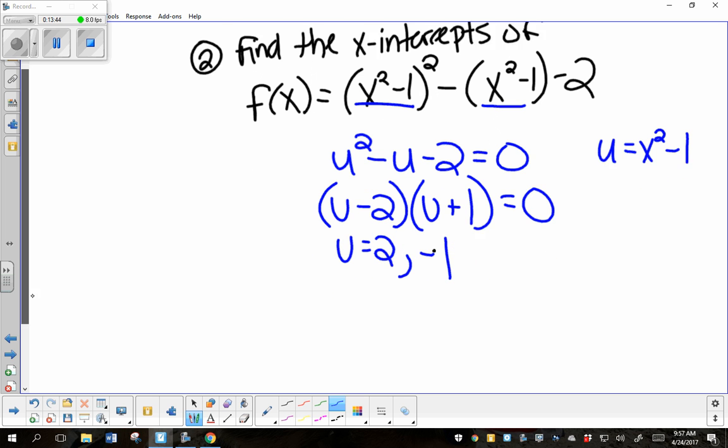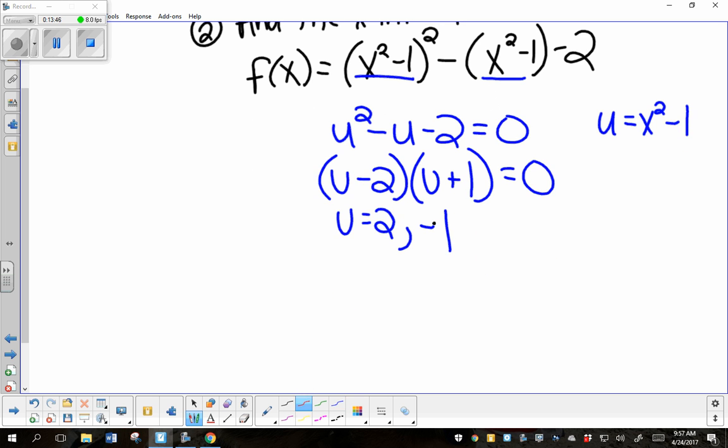Exactly. We know now that instead of u, we're thinking of that as x squared minus 1. That's what we let it equal. So we're saying x squared minus 1 equals 2, and x squared minus 1 equals -1. So now I just need to solve for x in both of these.